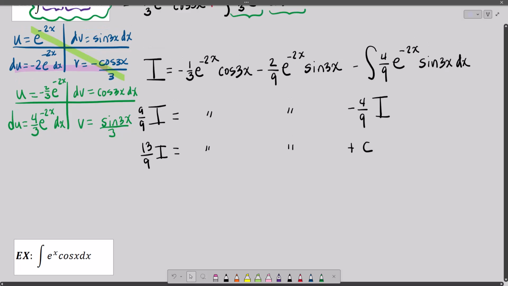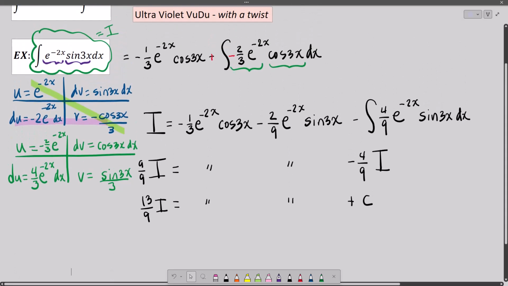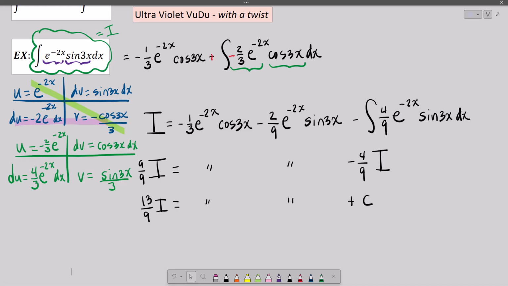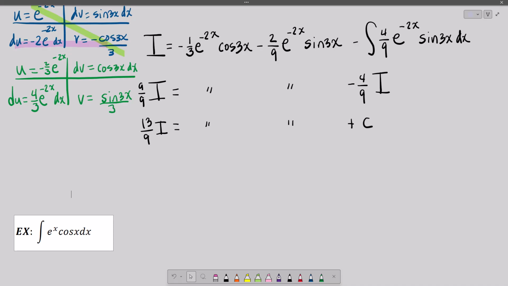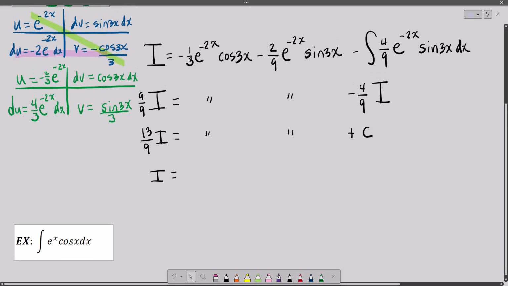Our goal is to figure out what I is, right? We want to solve for I. That's what we want to know. If we say I is this indefinite integral, we want to know what that indefinite integral is equal to. Well, I know what 13/9 of it is equal to. So let's get rid of the coefficient by multiplying by 9/13.